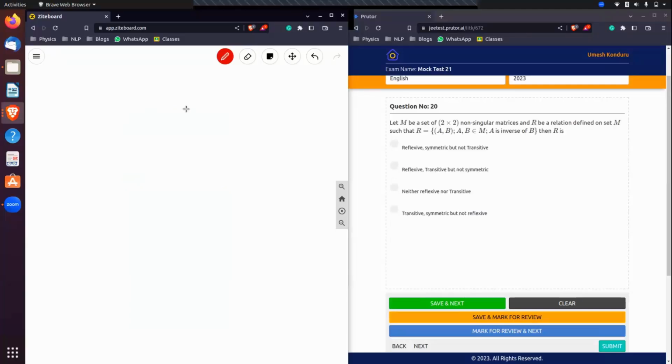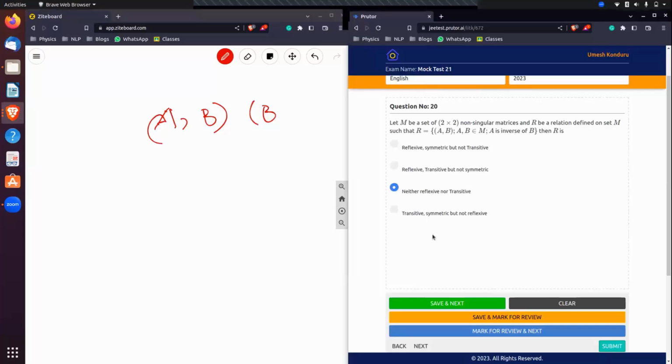Okay, so here, I guess this relation is symmetric for sure. If B is the inverse of A, then A is the inverse of B. And it's not always reflexive. It's also not always transitive. If A comma B and B comma A are present, then A comma A is not present. So I think you can say it's neither reflexive nor transitive.